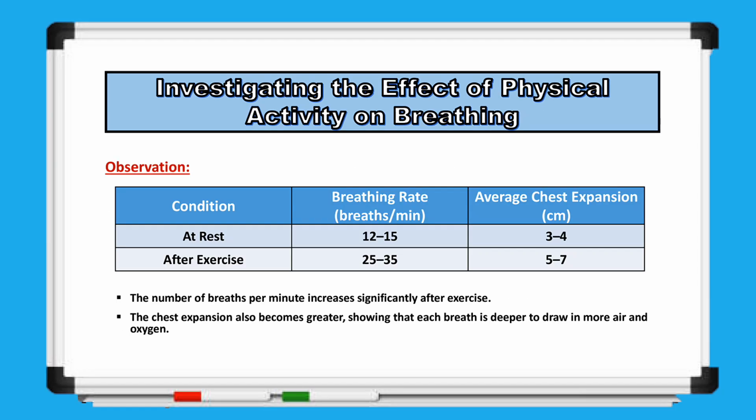Now, let's look at the observations from this investigation. At rest, the typical breathing rate is around 12 to 15 breaths per minute, and the average chest expansion is about 3 to 4 centimeters. After exercise, the breathing rate increases noticeably to around 25 to 35 breaths per minute, and chest expansion also increases to about 5 to 7 centimeters. This shows that after physical activity, the body responds by breathing faster and taking deeper breaths, allowing more air, and therefore more oxygen, to enter the lungs to meet the muscles' increased energy demands.